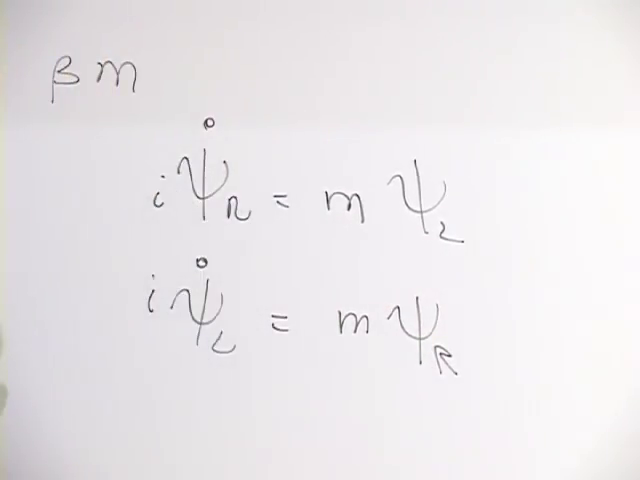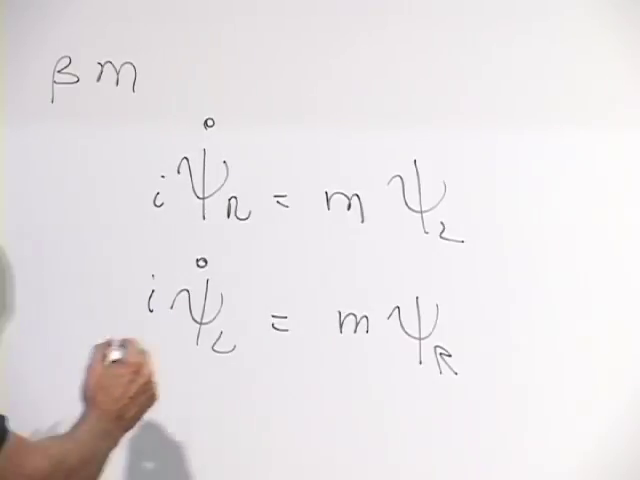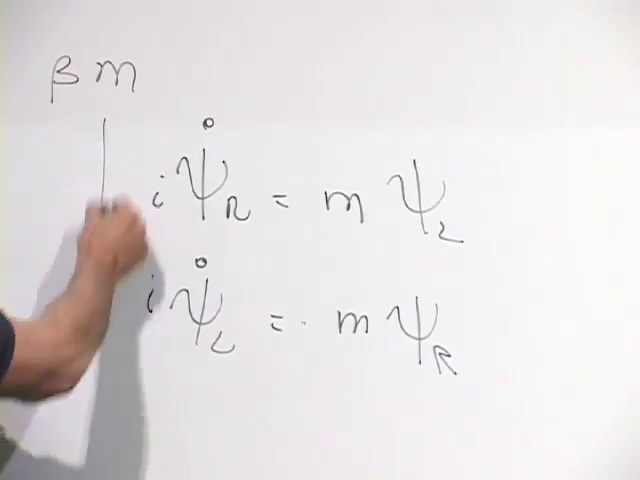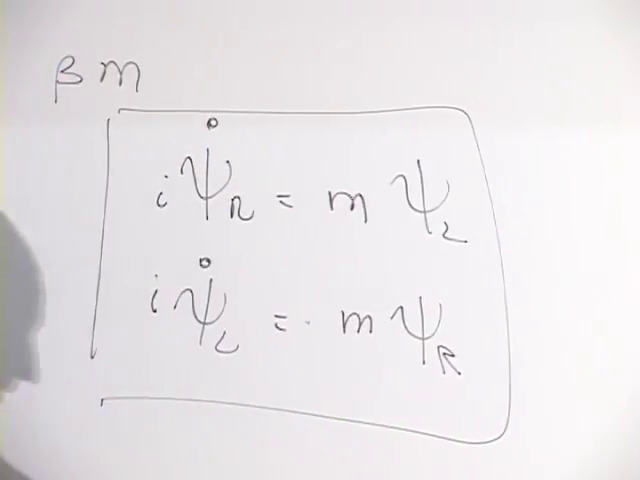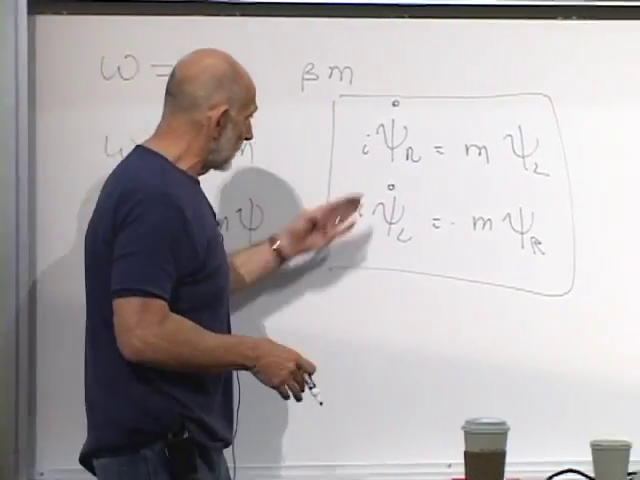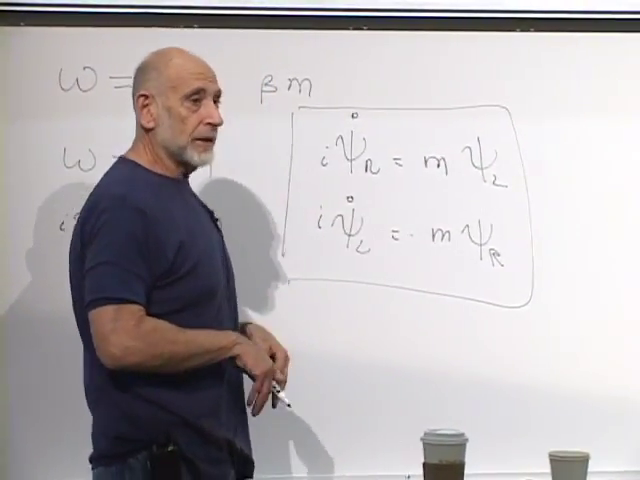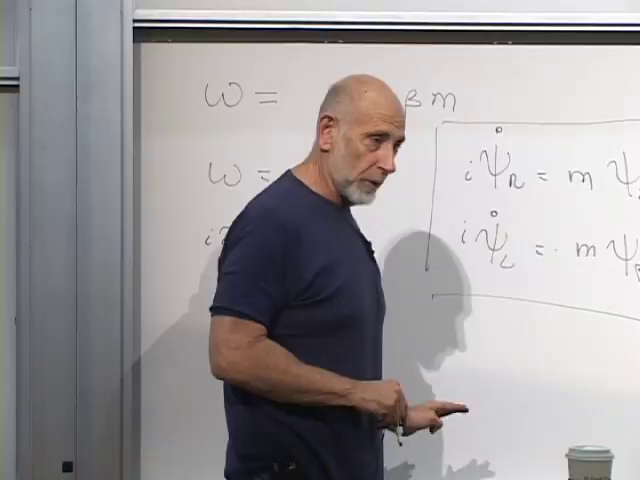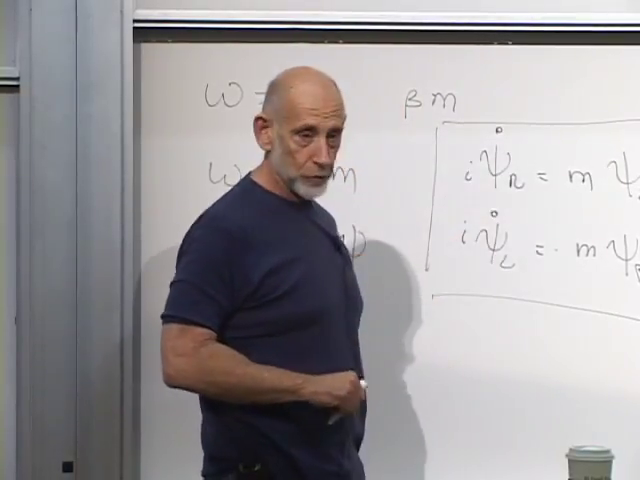Did I get that? One of them has a minus sign? No, beta has no minus signs in it. Beta is 1, 1 off the diagonal. So this is the simplified Dirac equation for particles at rest or near being at rest. Notice that they're still coupled together in this left-right way. But to decouple them, to find ordinary equations which are not coupled in this way, all you have to do is add and subtract these two equations.